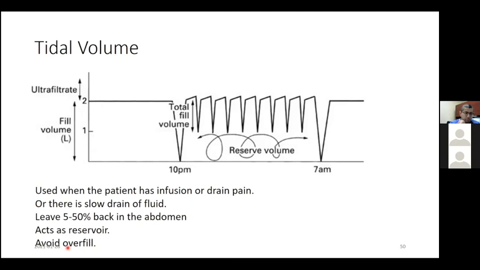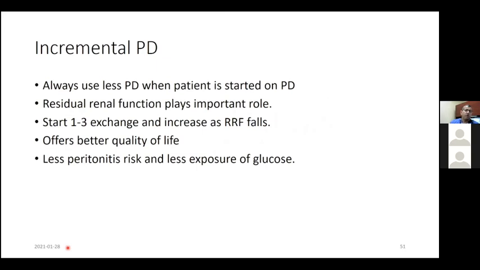Something known as incremental PD is when you start on slow and low volumes and then go up. Classically, we do it in cardiorenal syndrome, because in cardiorenal syndrome we know that the creatinine is up, but the kidneys are more likely pre-renal. So you use less PD, and it is used when the patient has good residual renal function. So here, your urine output plays a big role. You may want to use very little PD, like 1 or 2 exchanges a day, and then follow it up. It takes the edge off, helps the patient, improves the appetite, and the patient becomes more energetic. That extra ultrafiltration, 400, 500 mL, which the kidneys can't remove, the PD removes, it's such a good thing. And residual renal function is maintained with less exposure.